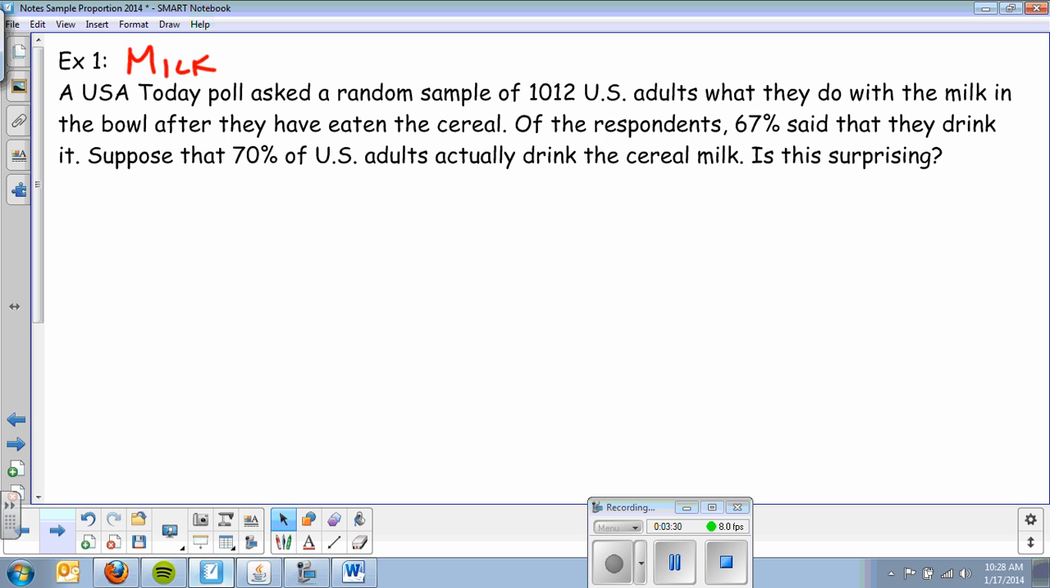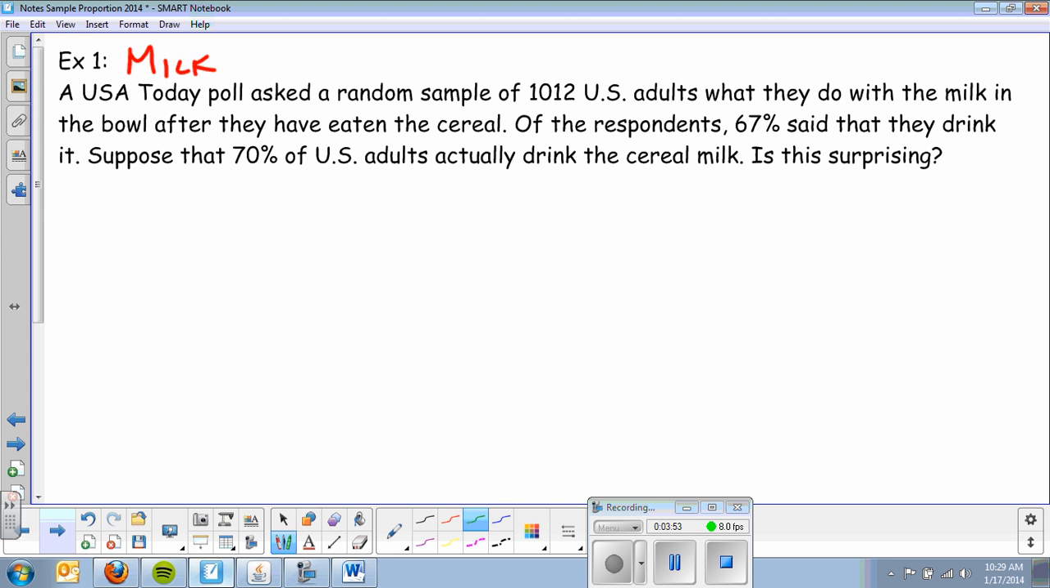So, example 1, dealing with milk. A USA Today poll asks a random sample of 1,012 U.S. adults what they do with the milk in the bowl after they have eaten the cereal. Of the respondents, 67% said they drink it. Suppose that 70% of U.S. adults actually drink the cereal milk. Is this surprising? You may want to pause that to write it down.